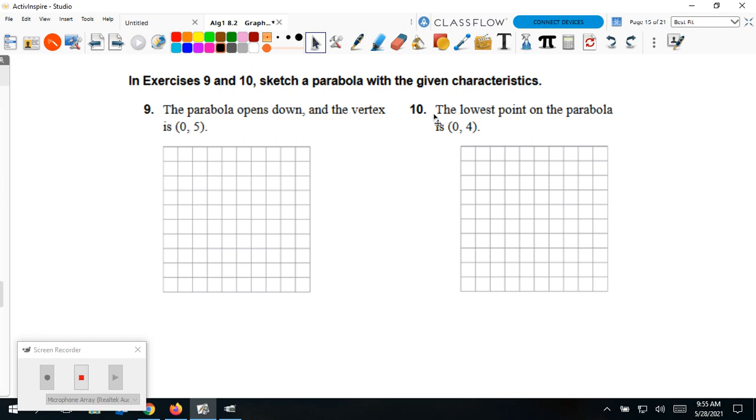This one, number 10, lowest point of the parabola is at (0, 4). So go to (0, 4). That's the lowest point, which means it's going to have to open up like that. So go ahead and try to draw two of those, and I'll just show you what I have as a sample.